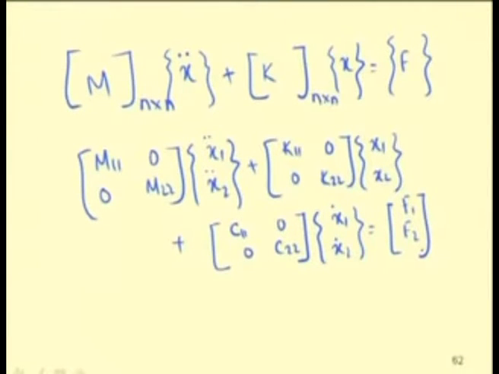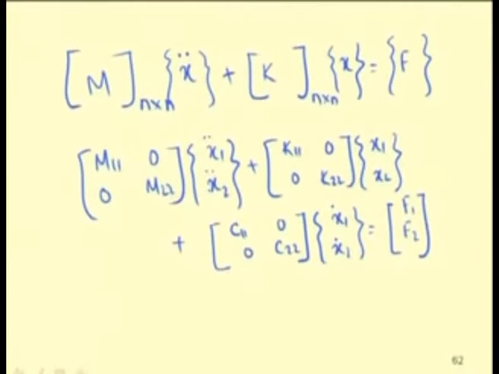So, in this case the equation can be reduced to two single degree of freedom system equations. For example, in this case the equations will be M11 x1 double dot plus K11 x1 plus C11 x1 dot equal to F1. Similarly, M22 x2 double dot plus K22 x2 plus C22 x2 dot equal to F2. So, we can now solve these two equations as that of a single degree of freedom system. In this case one can find the transient response and the steady state response of the system.